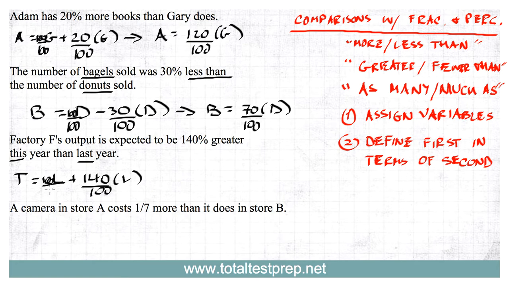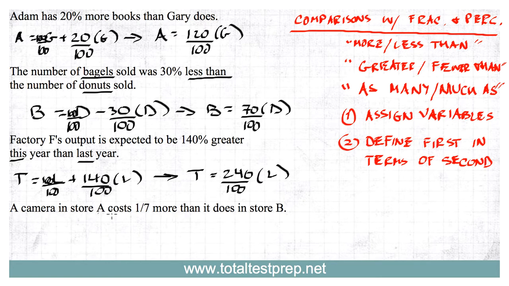Just like before, we can rewrite this as 100L over 100 plus 140L over 100, which gives us that T, or this year's output, is actually 240% of L, or last year's output, which makes sense. If it's 140% greater, it's 240% of what it was. And finally, let's do one with fractions.